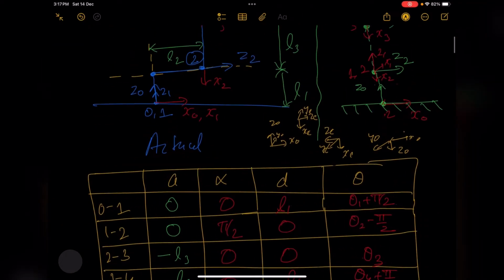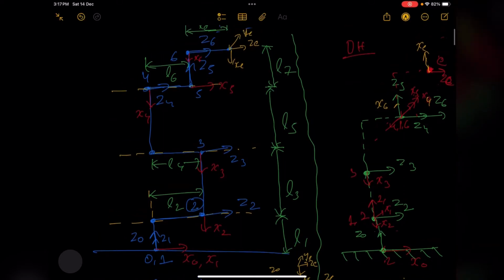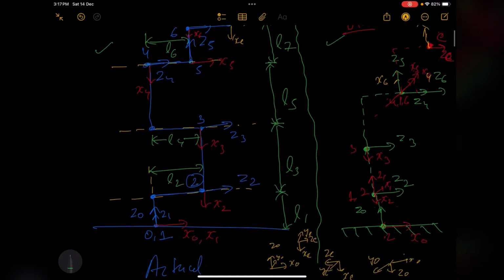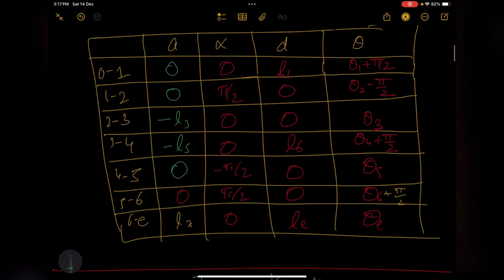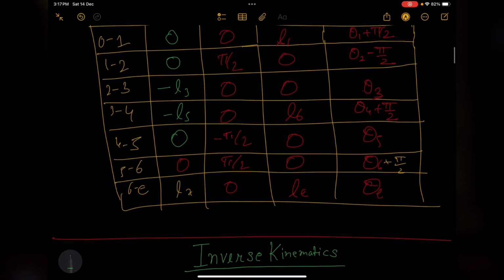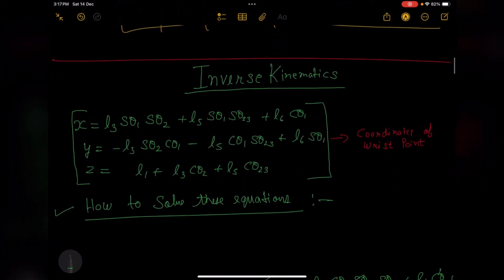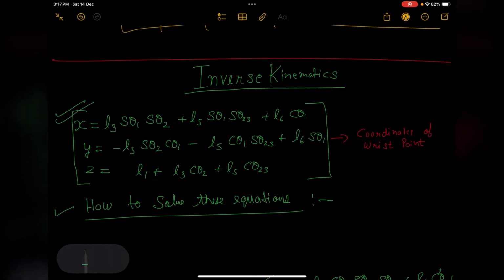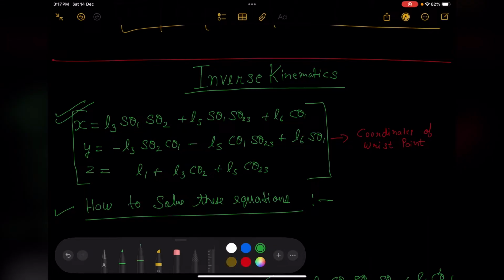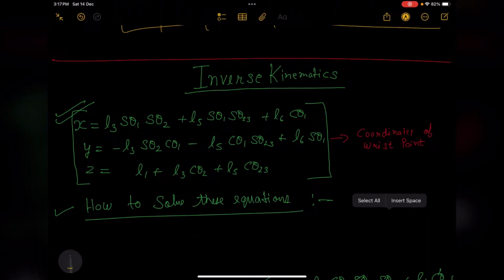So this is our robot. These on the left are the actual frames and these are the DH frames. We already know this, I have explained it in my previous video. These are the DH parameters. With the help of these DH parameters and forward kinematics, I get these three equations. These are the three equations for the XYZ coordinates with respect to the base, and this is the wrist point.